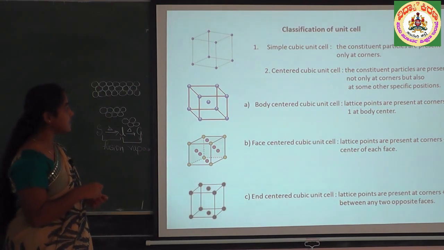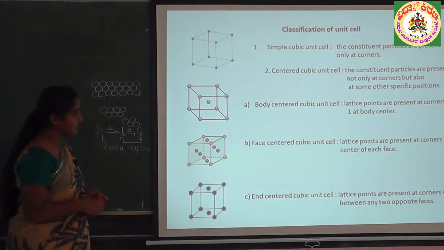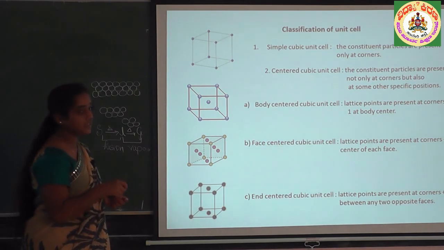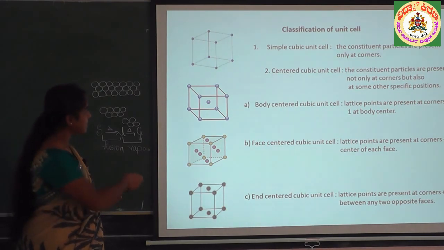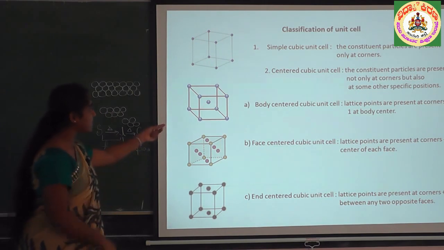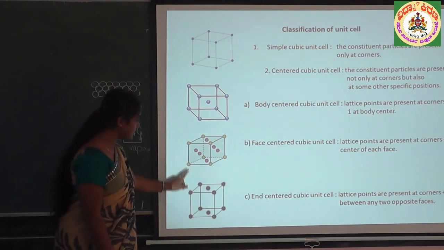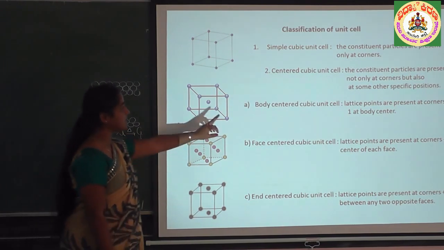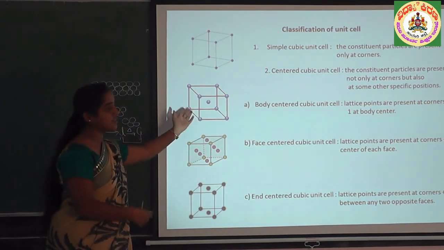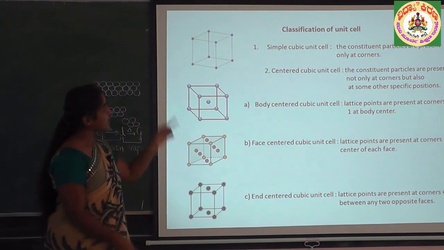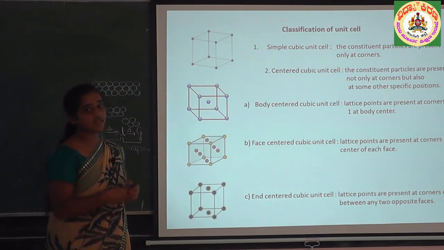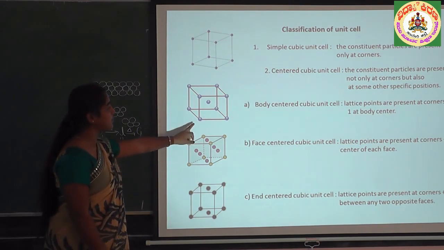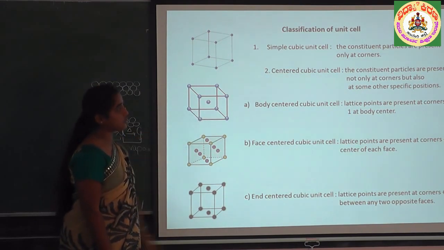They are present at the corners. See, in all types of unit cells, the constituent particles are present at the corners. Here they are present at the corners, in the second type they are present at the corners, here also corners, here also corners. But what is the main difference? In a centered cubic unit cell, they are present at some other positions also. In a simple cubic unit cell, they are present only at the corners, but here they are present at some other positions as well.